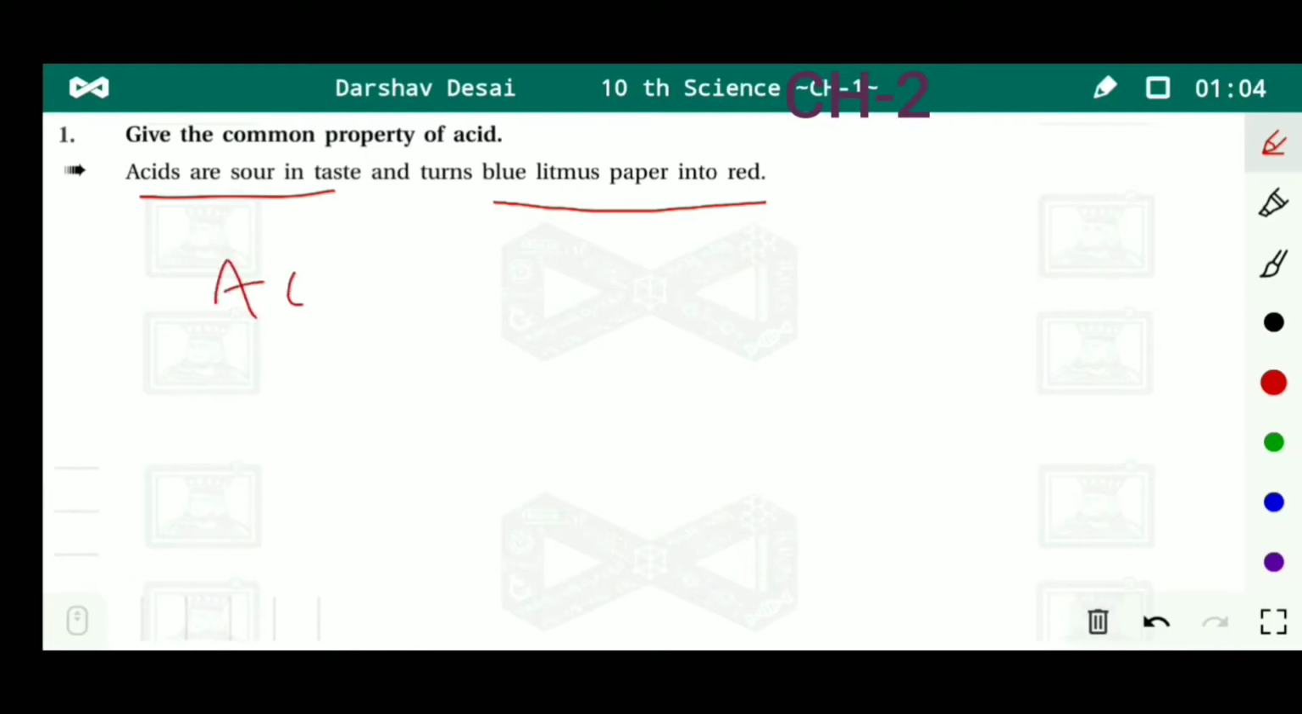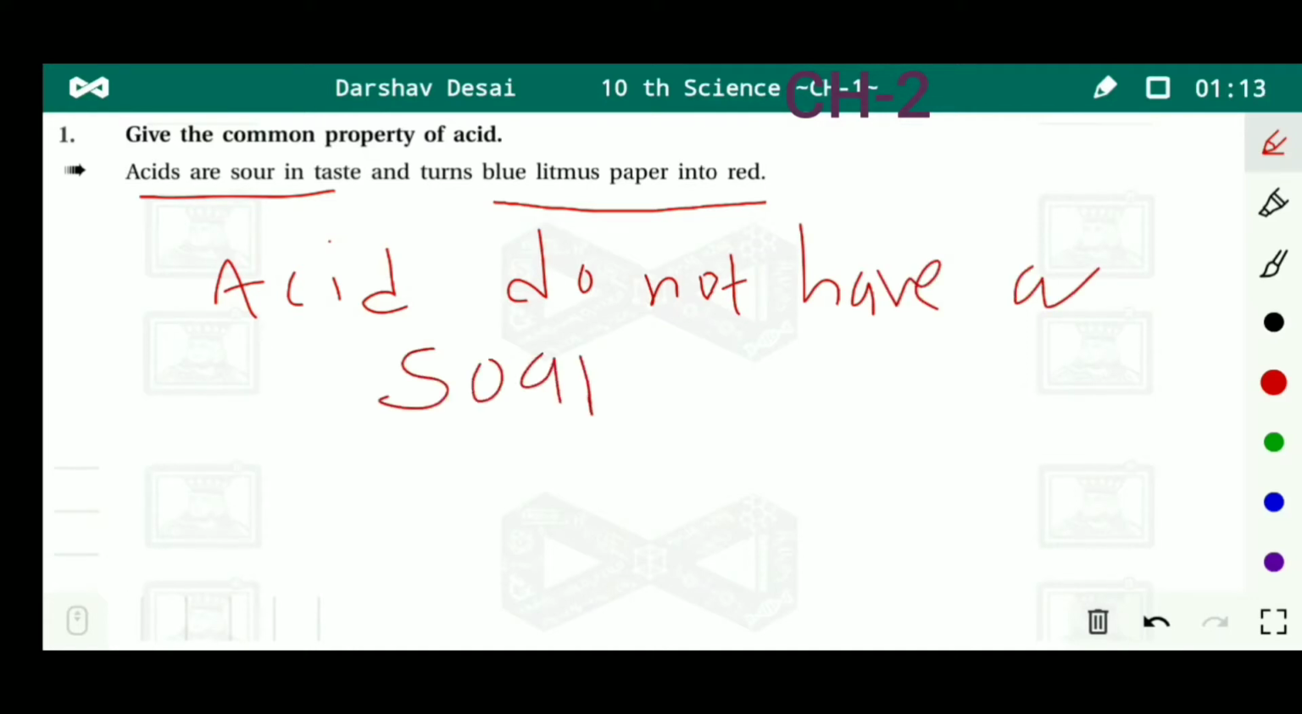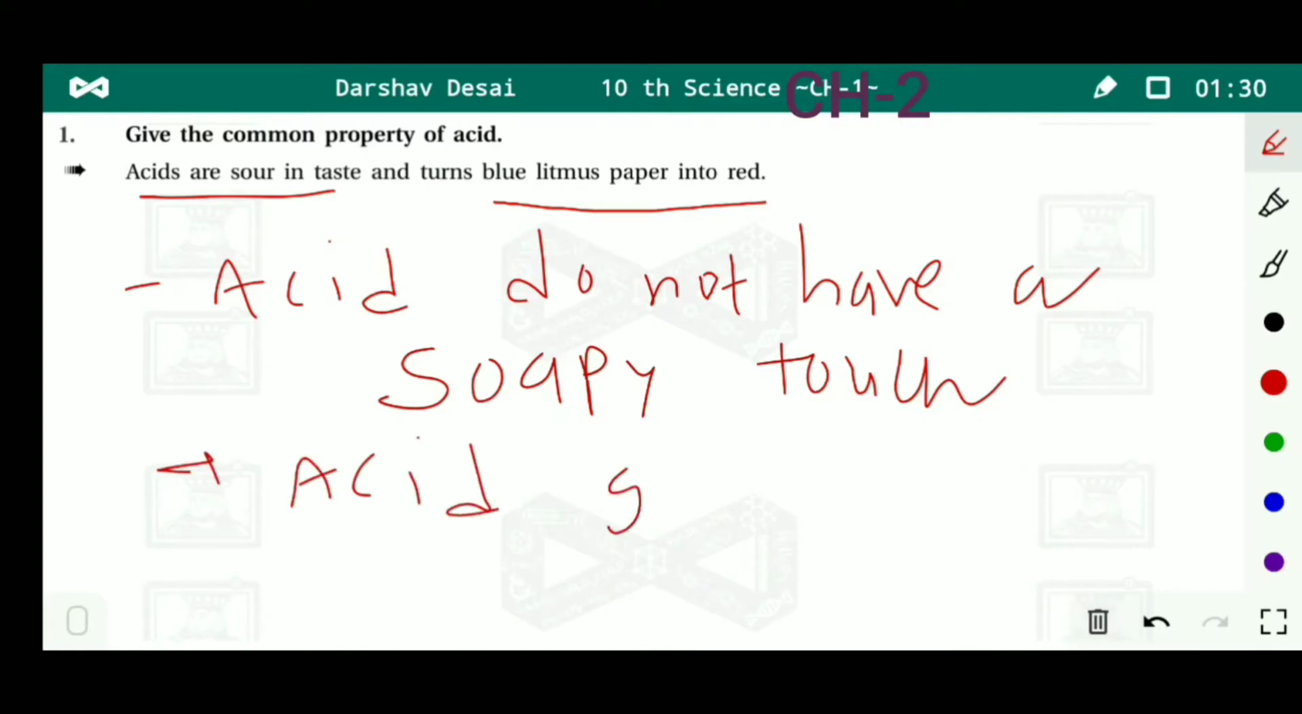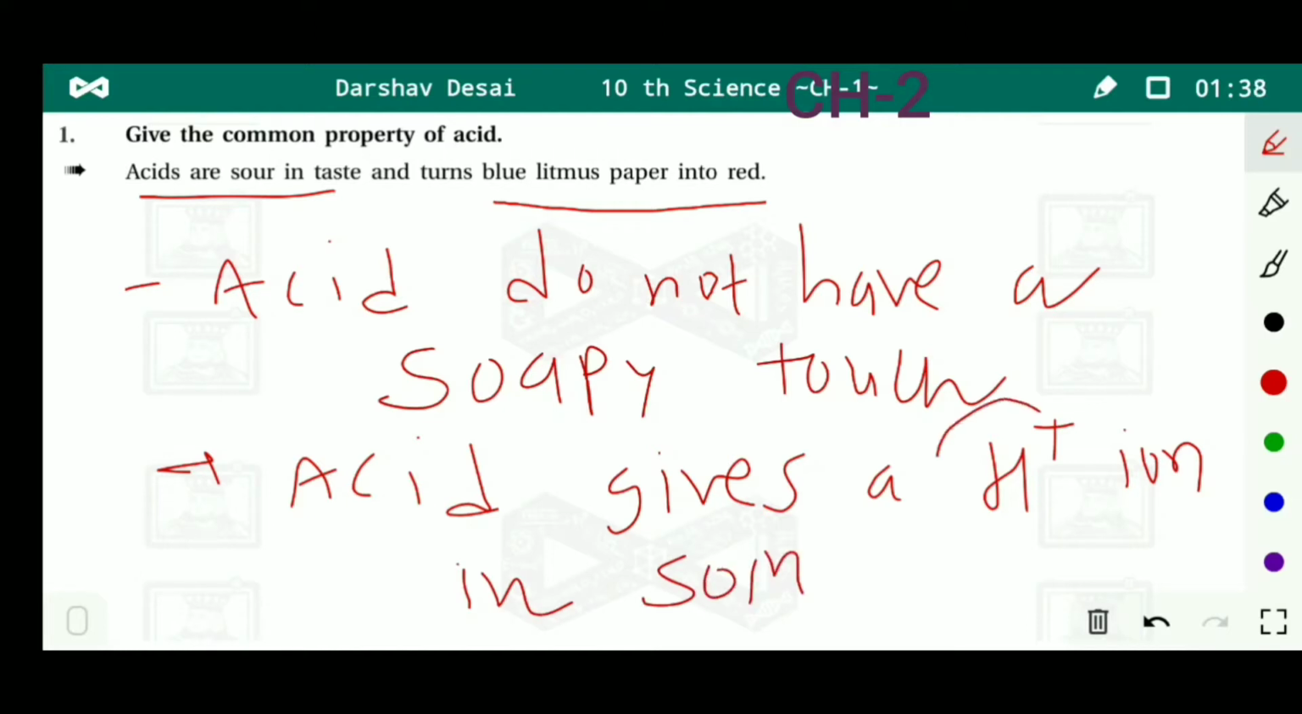And also acids do not have a soapy touch, meaning they do not have any thickness. So acids do not have any soapy touch. Okay, and acids always give H plus ion in solution. So these are the general characteristics of acids.